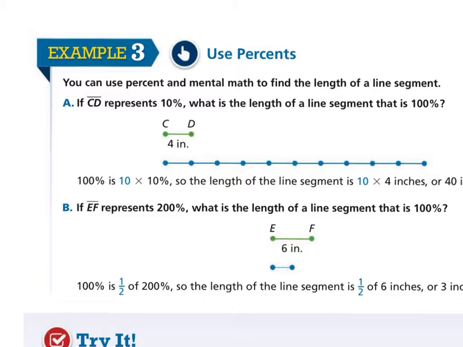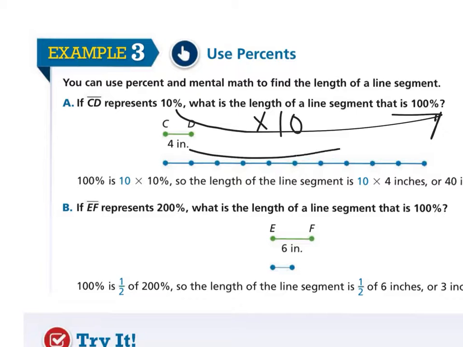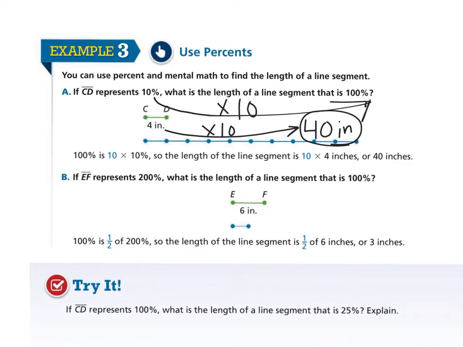Another way you could do it, which they mentioned down below, is to think about how we get from 10% to 100%. What do we need to multiply going from 10 to 100? That would be by 10. So if that's multiplying by 10, we would take our 4 inches and multiply that by 10 as well, and that would give us the 40 inches that they got. And again, underneath the picture they explain it the same way. It's just different ways we can work that out.